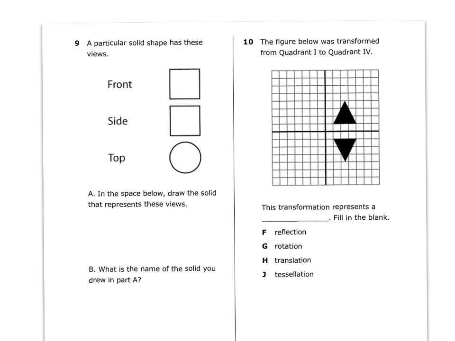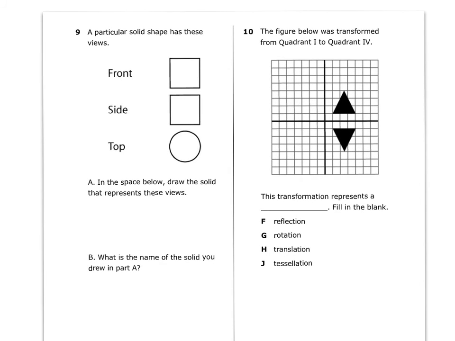On number 9, a particular solid shape has these views, the front, side, and top. In the space below, draw the solid that represents these views. What is the name of the solid? Well, let's answer B first. What is the name of it? What's it going to be? Cylinder. A cylinder.